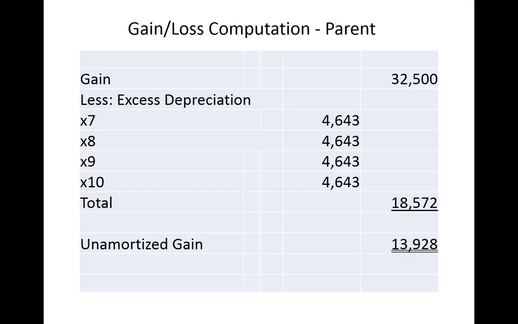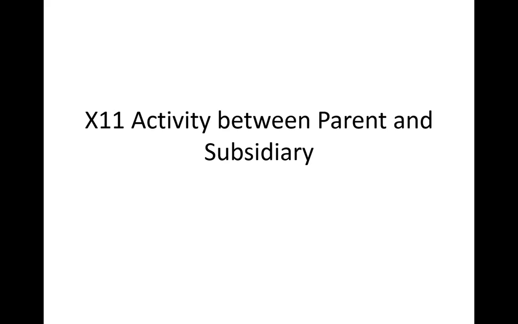But what we've been doing along the way is recognizing a small portion of that gain each year. And that small portion has been the excess depreciation amount, $46.43. So if we take the original gain of $32,500 and subtract from it the gain that we've recognized already, $18,572, that leaves us $13,928 in gain that we can recognize immediately since the asset has been sold to third parties. And since we know that this sale has taken place, we can recognize this gain under the equity method of accounting during the year.